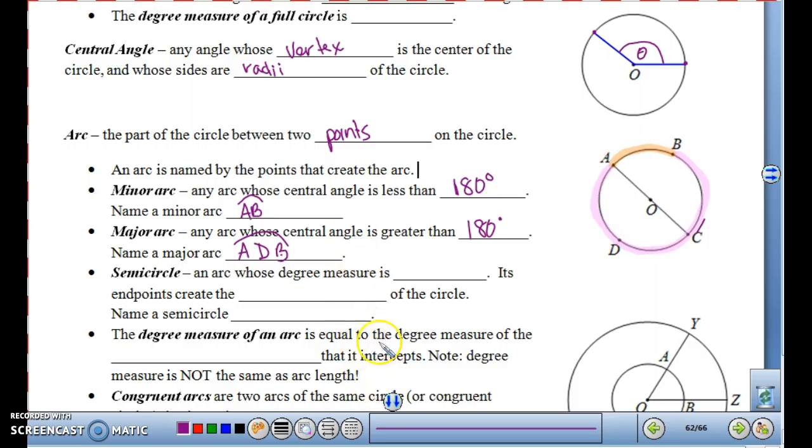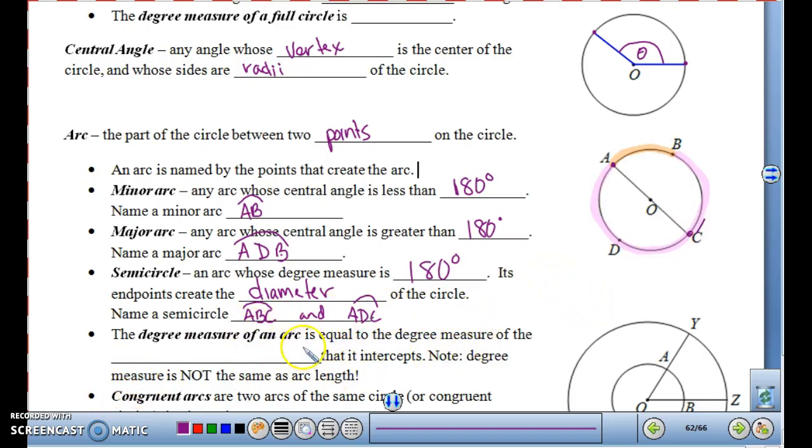All right, a semicircle is an arc whose degree measure is exactly 180 degrees. Its endpoints create the diameter of the circle. So there are actually 2 semicircles formed here. What is one? Well, the diameter would be here with A and C. So we actually have 2 semicircles. We have semicircle ABC, and we also have semicircle ADC. It's the other one going over here. Now notice I put the B and the D in there so I know which one I was doing.